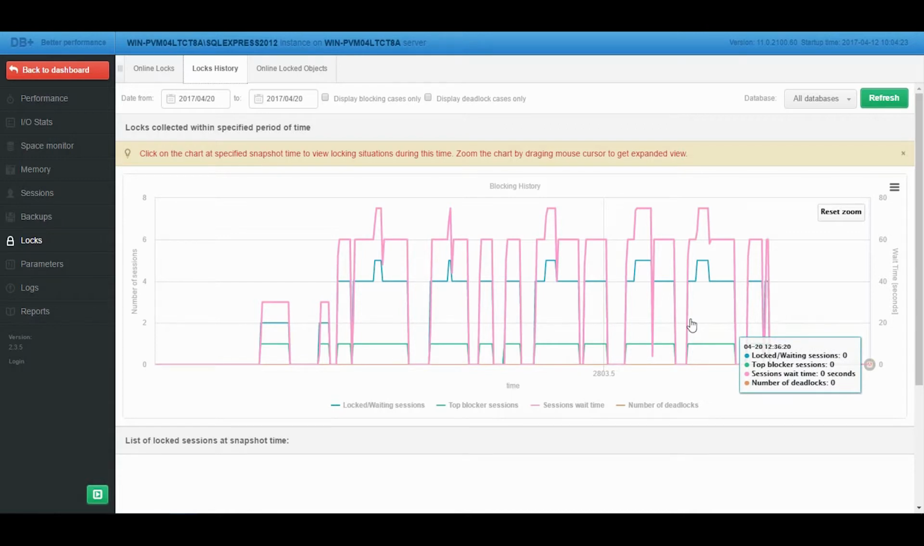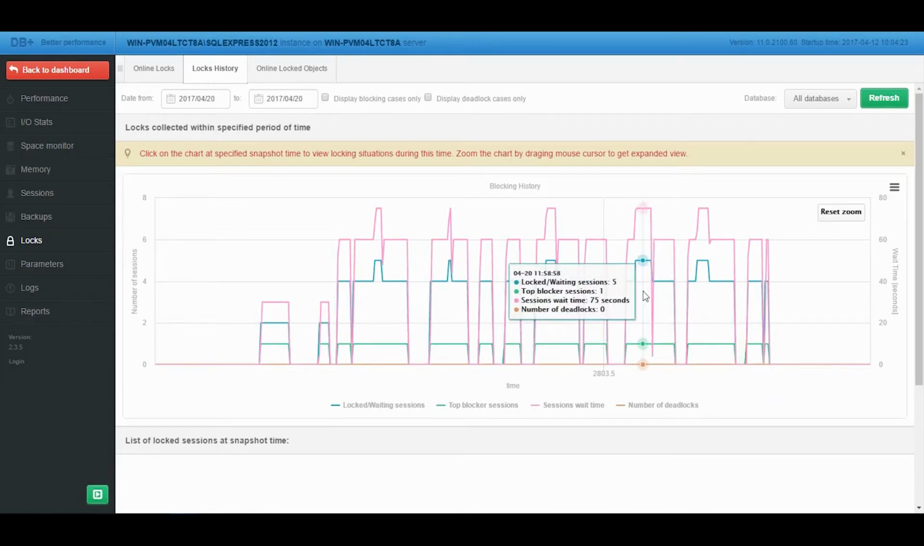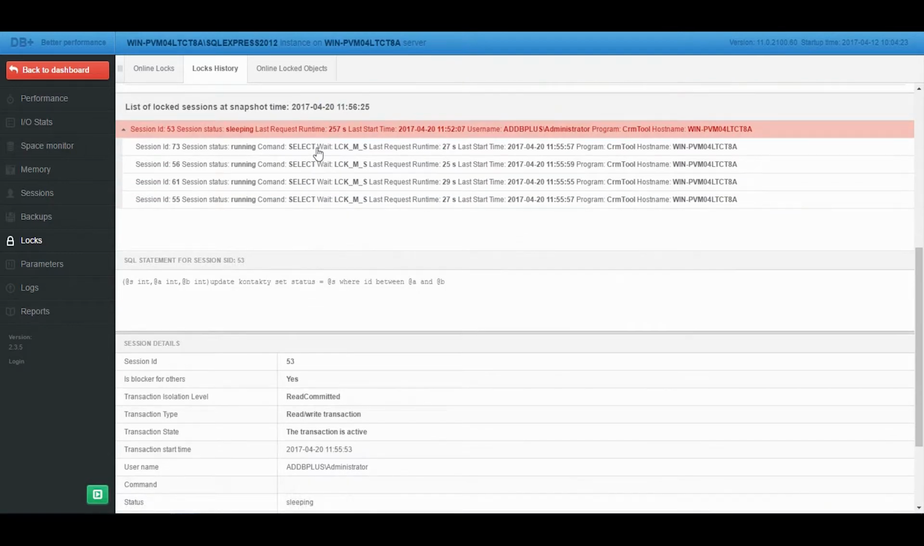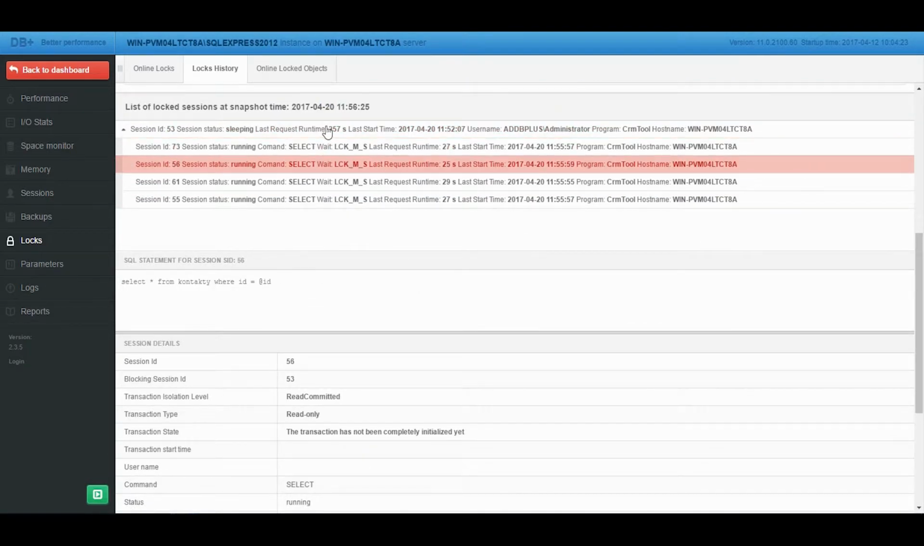The graph can be zoomed in. It consists of several series, where we can see the number of locked and waiting sessions and the wait time. Let's start by clicking on Chosen Point. Below, we can see the tree of sessions taking part in the lock. The locking session is at the top, and the waiting sessions are presented below.